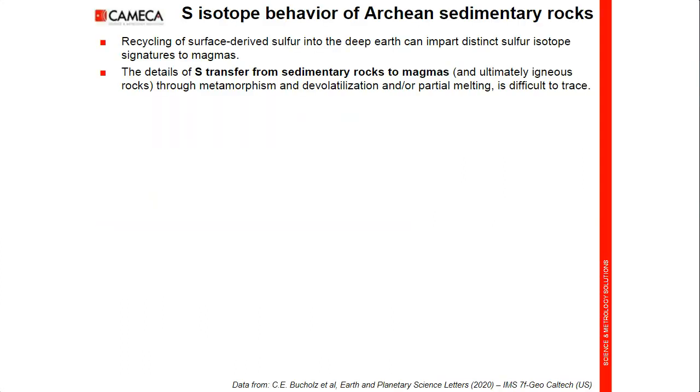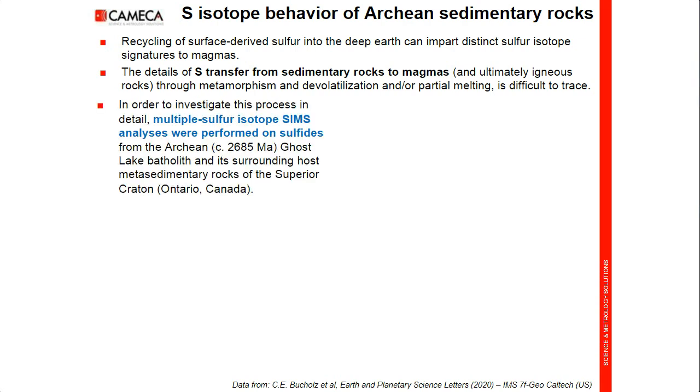In this study, the sulfur isotope behavior of Archean sedimentary rocks was investigated. Recycling of surface-derived sulfur into the deep earth can impart distinct sulfur isotope signatures to magmas. The details of sulfur transfer from sedimentary rocks to magmas and ultimately igneous rocks through metamorphism and devolatilization and/or partial melting is difficult to trace.